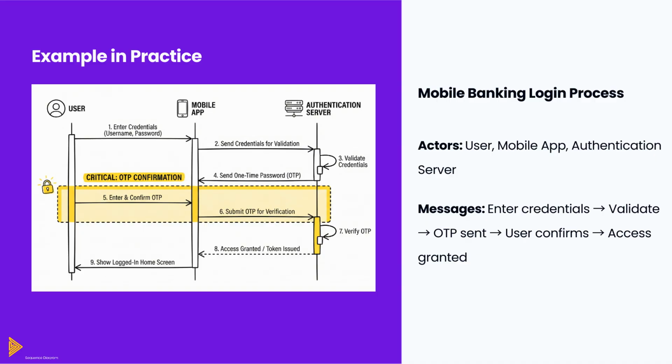Here's a concrete example: logging into a mobile banking app. The actors are the user, the mobile app, and the authentication server. The sequence begins when the user enters their credentials. The app sends these credentials to the server for validation. If they're valid, the server sends a one-time password, OTP, to the user, who then confirms it. Once verified, access is granted.